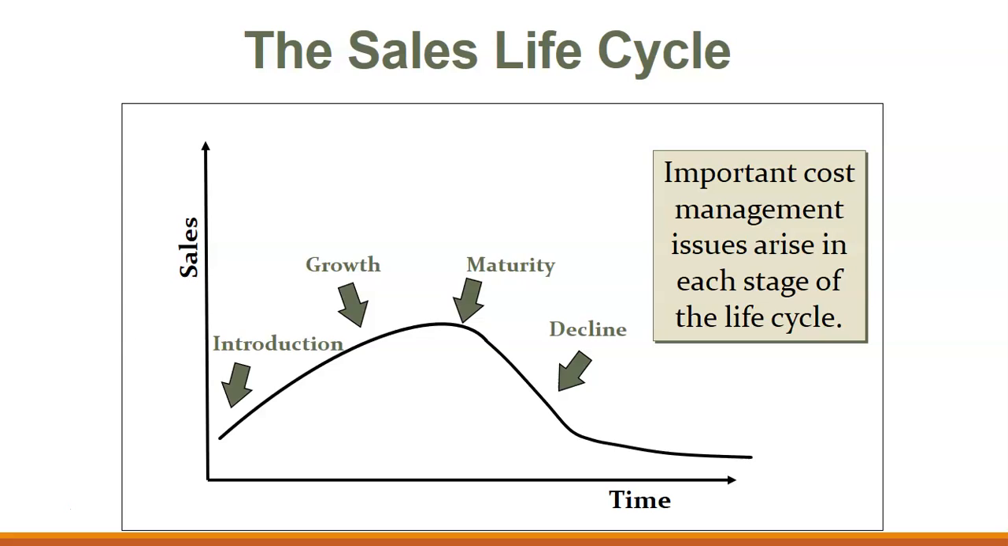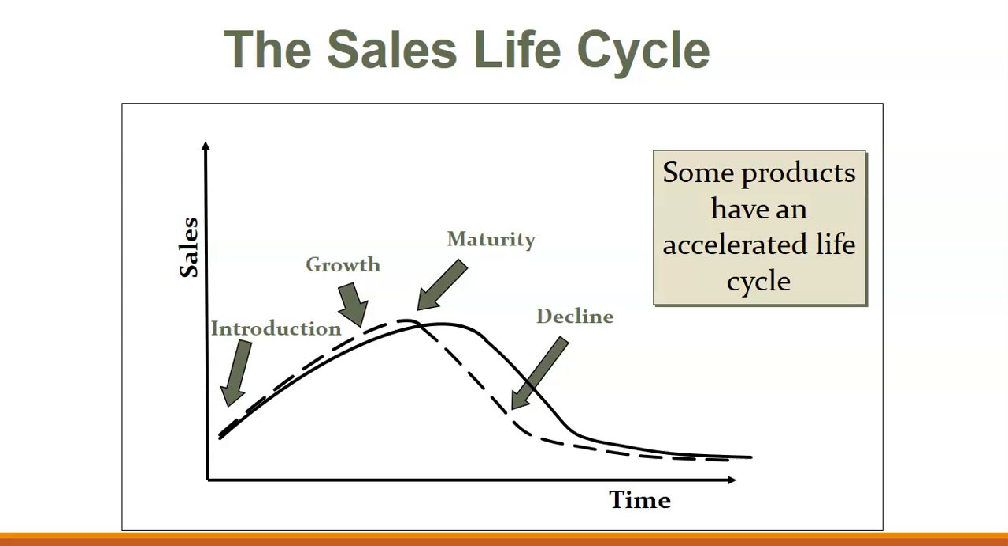Here's a graph representation of that sales life cycle. The introduction is where we're really heavy into marketing, looking for our outlets for distribution and sales. Then as we're growing those sales because people are becoming more familiar with our product, we reach maturity and decline, leading to removal from the market.